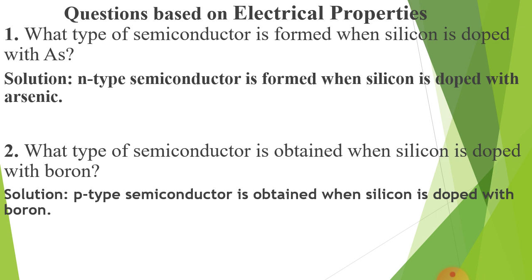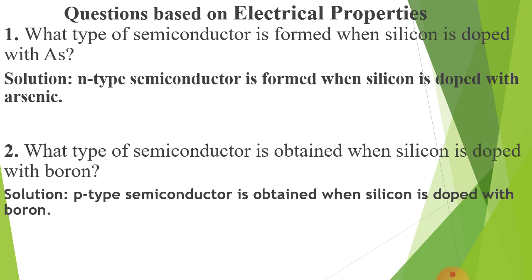Now, we have to focus on some questions based on electrical properties with their answers. Question number first. What type of semiconductor is formed when silicon is doped with arsenic? Here silicon belongs to group 14 and arsenic belongs to group 15. That's why this produces N-type semiconductor. So the answer is N-type semiconductor is formed when silicon is doped with arsenic.